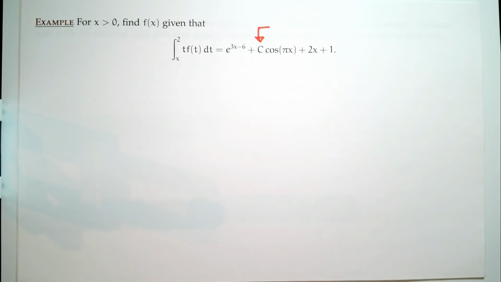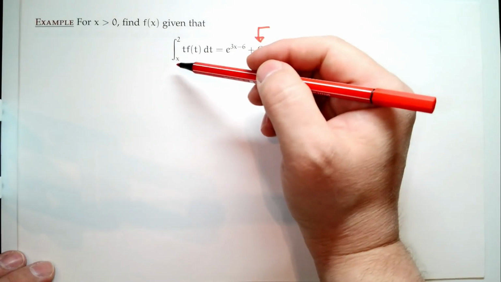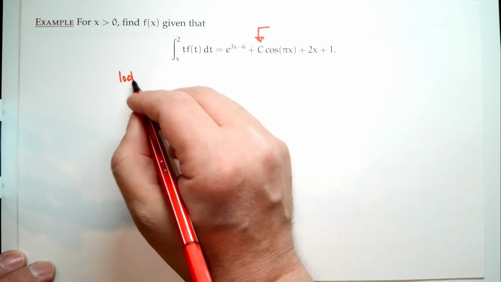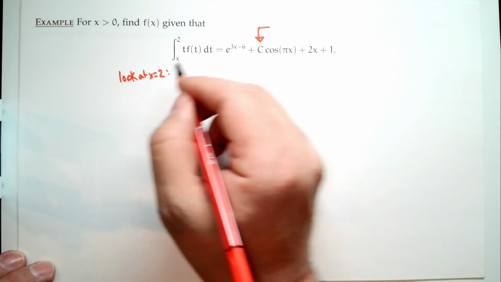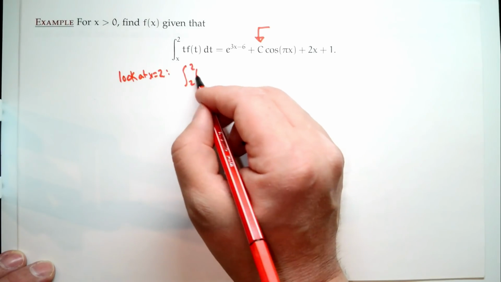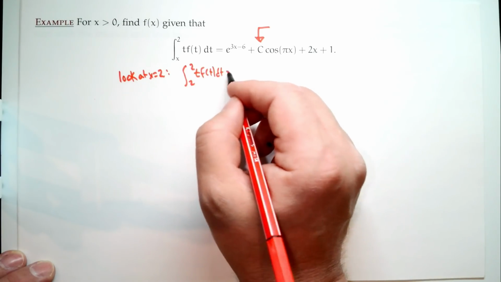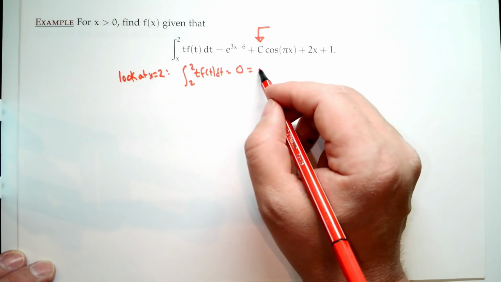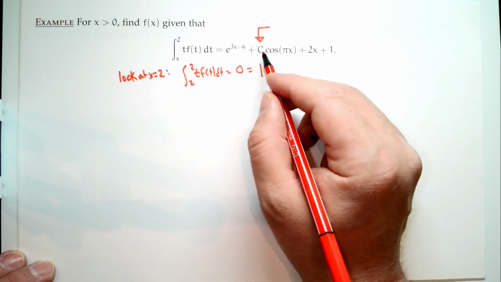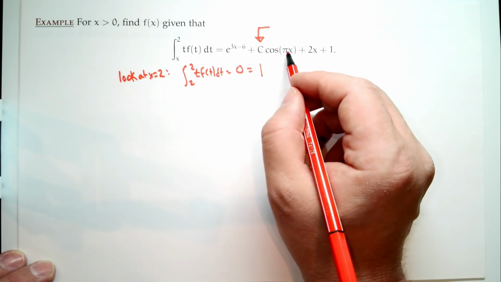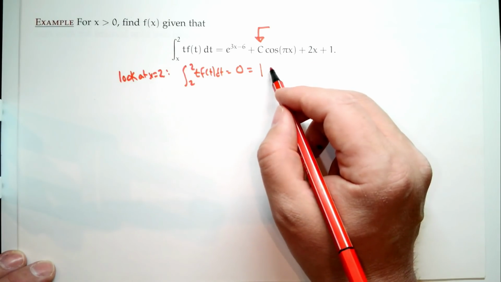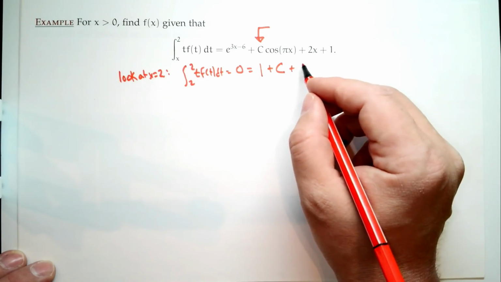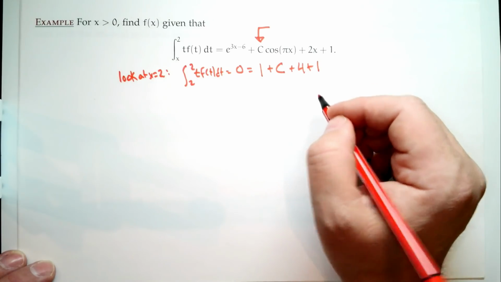It's at 2. See, there's a nice fact that says if I ever have the bounds match, the integral is 0. So let's look at x equals 2. What we get is that the integral from 2 to 2 of t f of t dt, well, that's 0. So that's going to be equal to e to the 6 minus 6, which is e to the 0, which is 1, plus c times cosine of 2 pi. Well, cosine of 2 pi is the same as cosine of 0. It's 1, so that's plus c, plus 2 times 2, which is 4, plus 1.